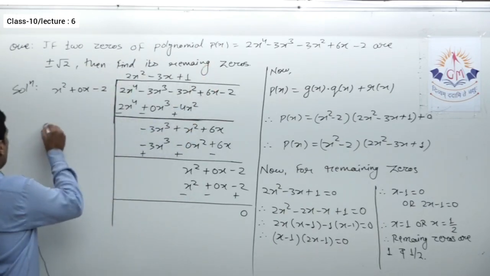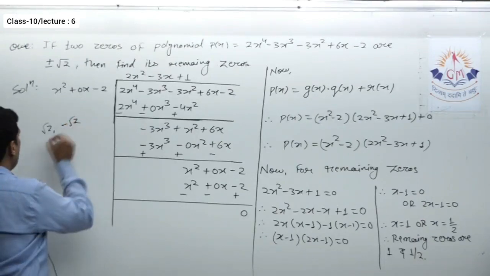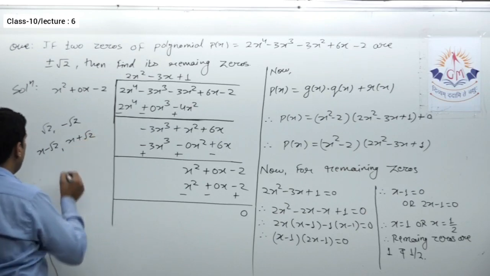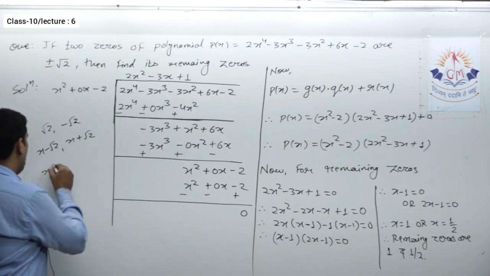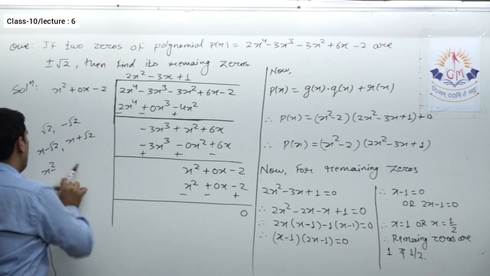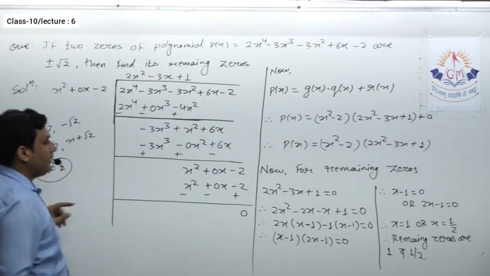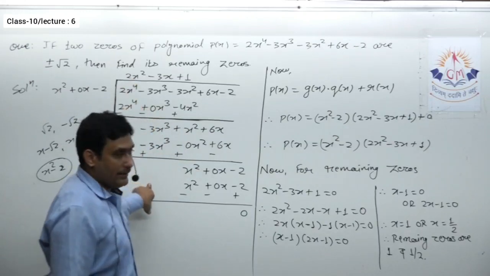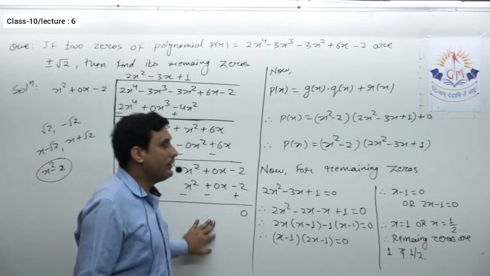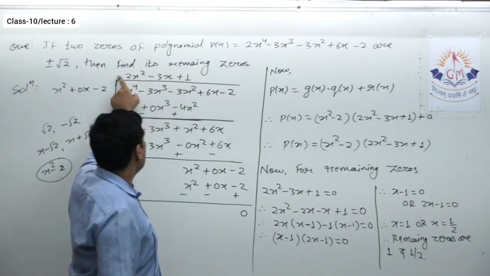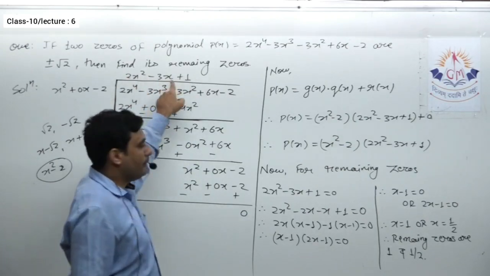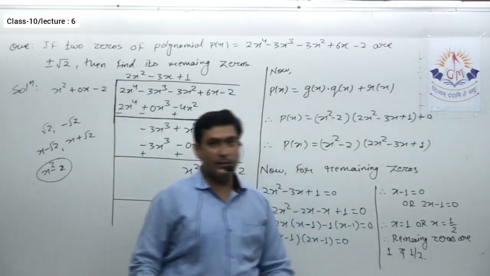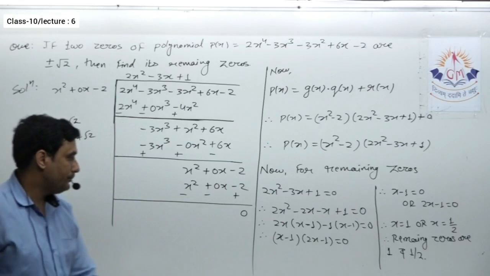Over here, root 2 and minus root 2 are zeros, so x − root 2 and x + root 2 will be the factors, and hence their product is a factor, which is x² − 2. So ultimately we will get a quadratic polynomial as a factor of p(x). Then divide by it; as it's a factor, you will definitely get remainder 0, and then using the concept of splitting the middle term, find the factors of the quotient to get the remaining zeros.